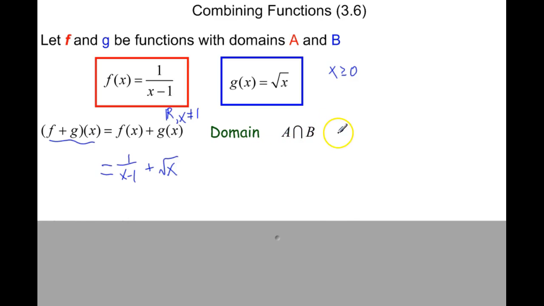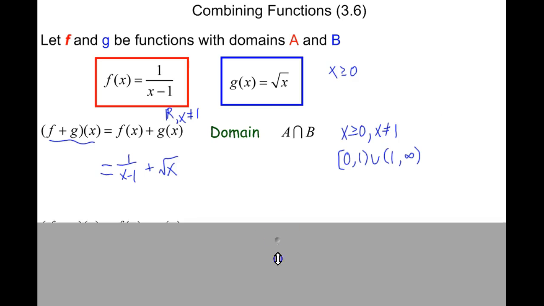So it looks like it's the combination of the two. You might say x is greater than or equal to 0, but x cannot equal 1. In interval notation, you would say from 0 to 1, not including 1, union with from 1 to infinity. So that would be interval notation for the domain. So the domain is the only thing that's kind of difficult about this.